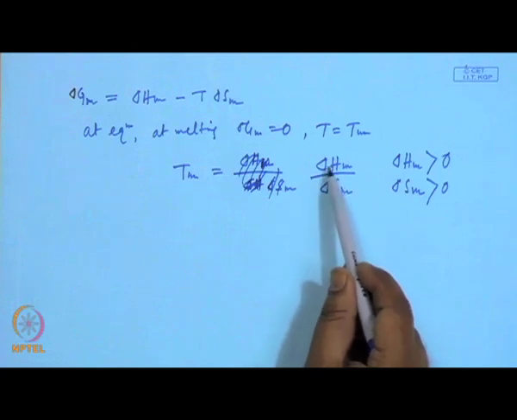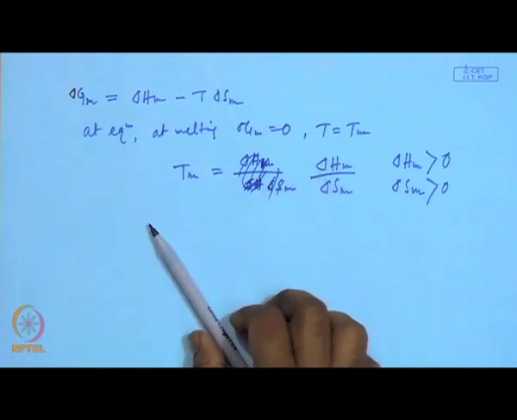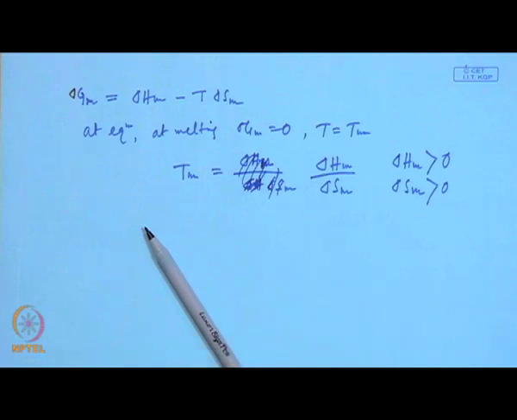Delta H can be increased by improving the intermolecular attraction. If you increase the intermolecular attraction between the polymer chains, then obviously the delta H of melting goes up. And similarly, if the entropy delta S term can be reduced, then the Tm goes up. We will discuss a specific example in a minute.